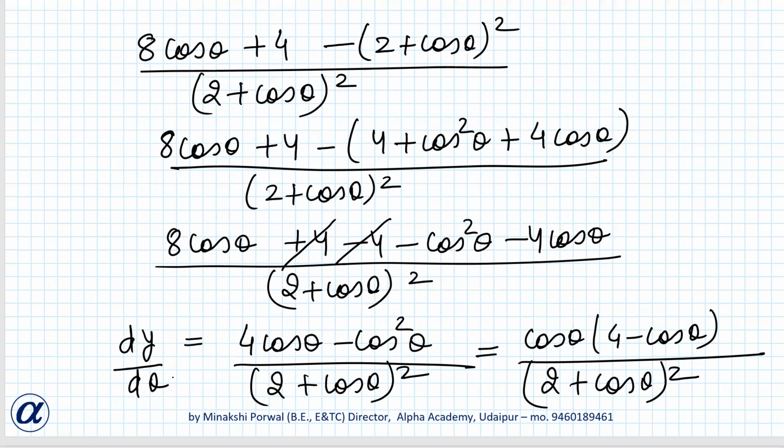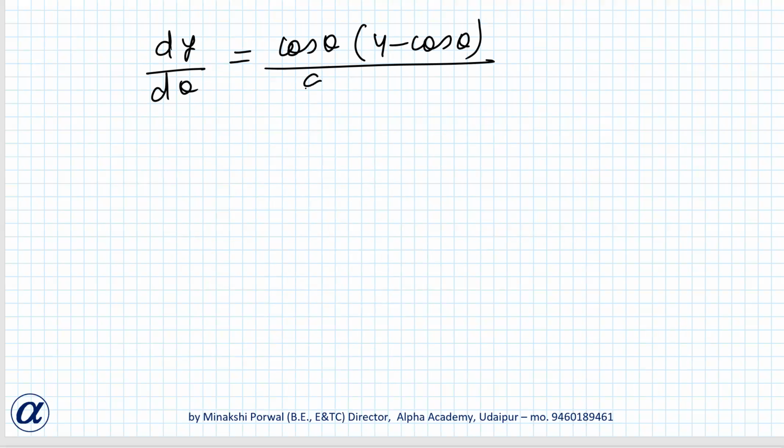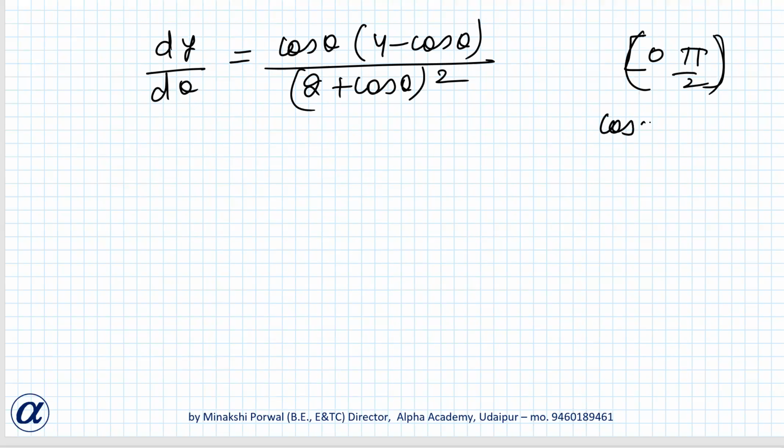So the last step was dy by d theta equals cos theta times (4 minus cos theta) by (2 plus cos theta) the whole square. Now in interval 0 to pi by 2, cos theta will always be positive. Cos theta will be greater than 0 if we take the open interval 0 to pi by 2.